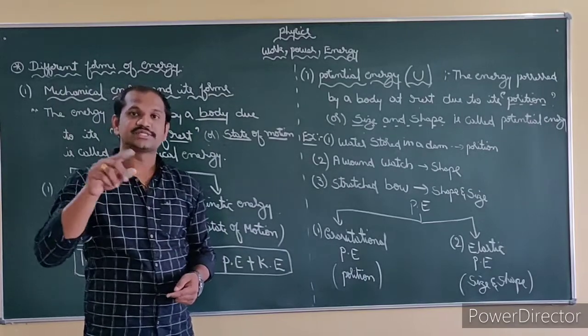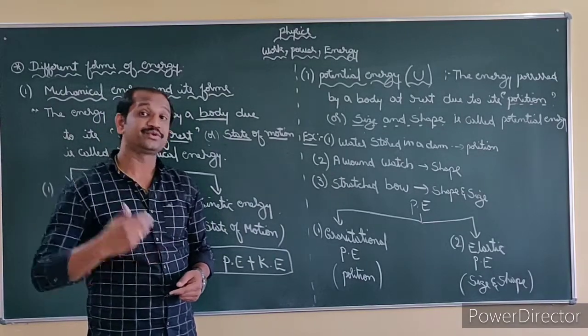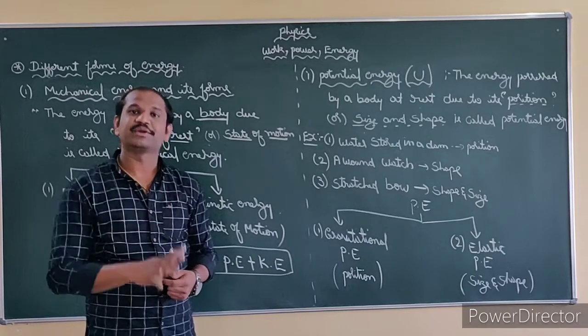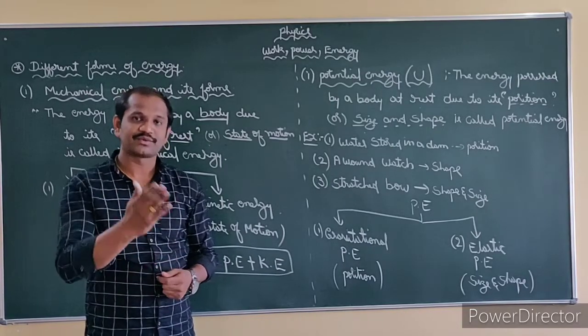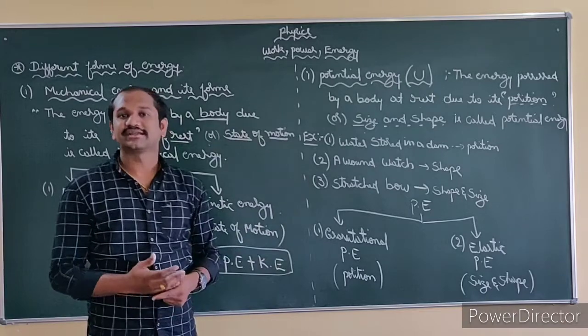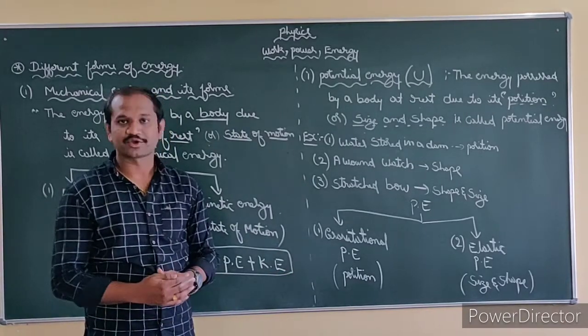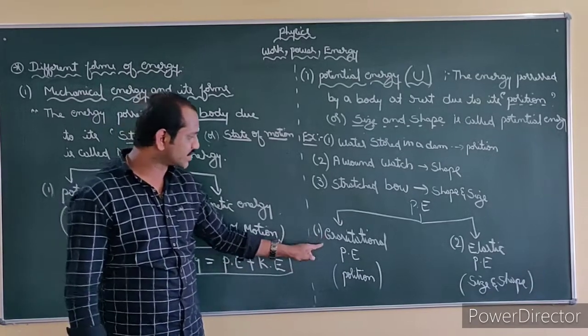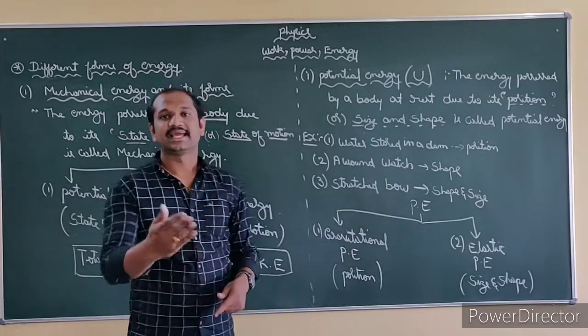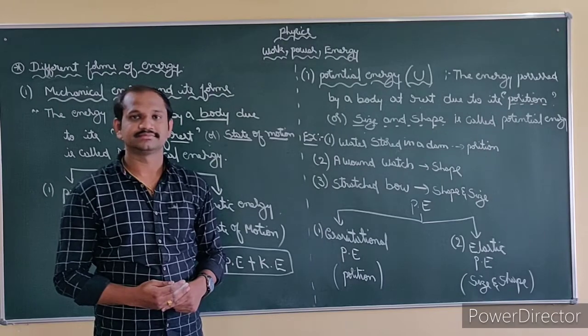The expression is U equals mgh. I made you do it even in 8th. If you remember the 10th standard textbook, I used to take it when you were in 8th, and we did all the derivation required for 10th standard. Again, it will be like a recall for you. Now let us proceed with the types of gravitational potential energy and elastic potential energy.